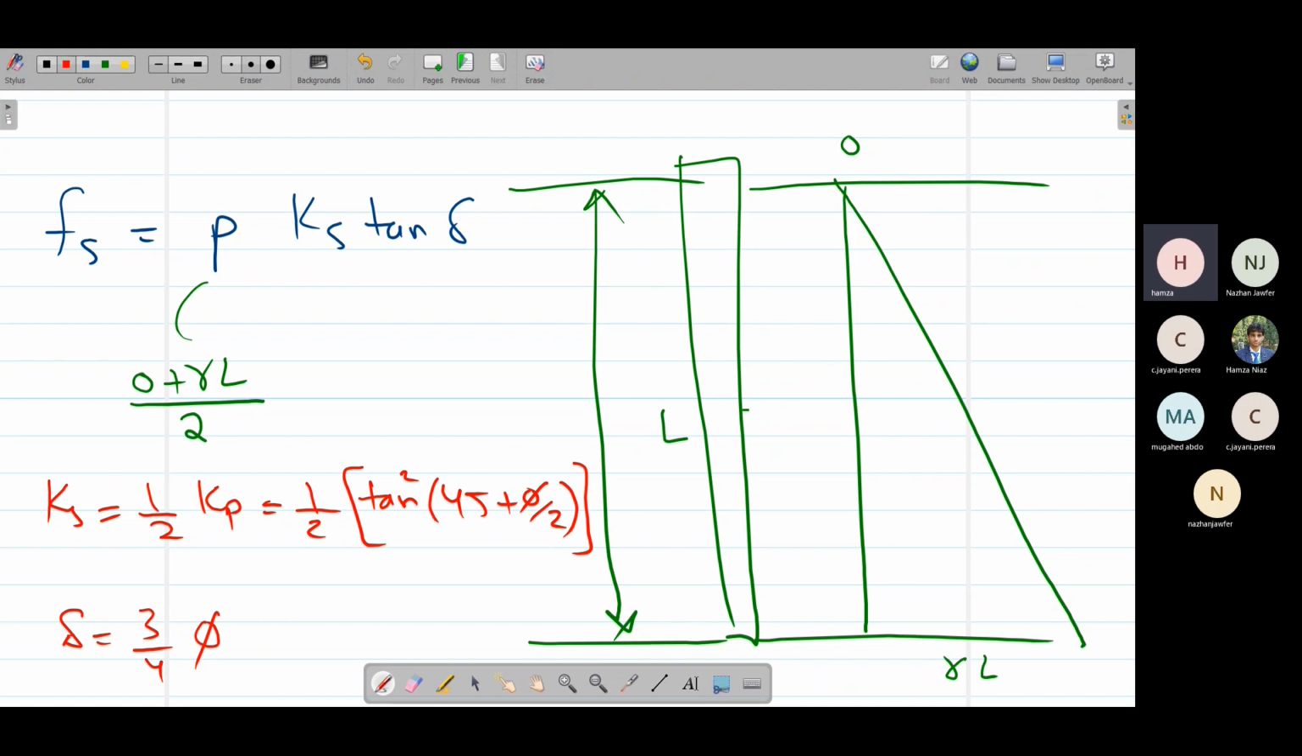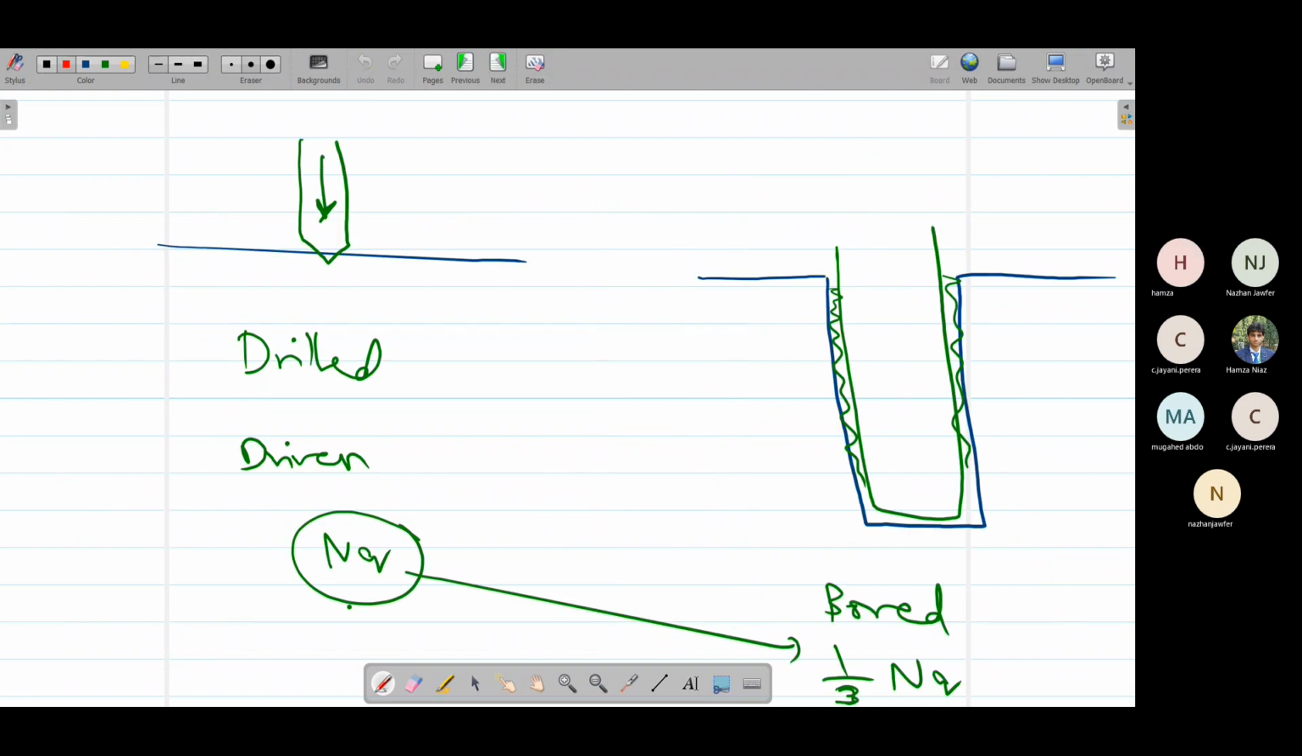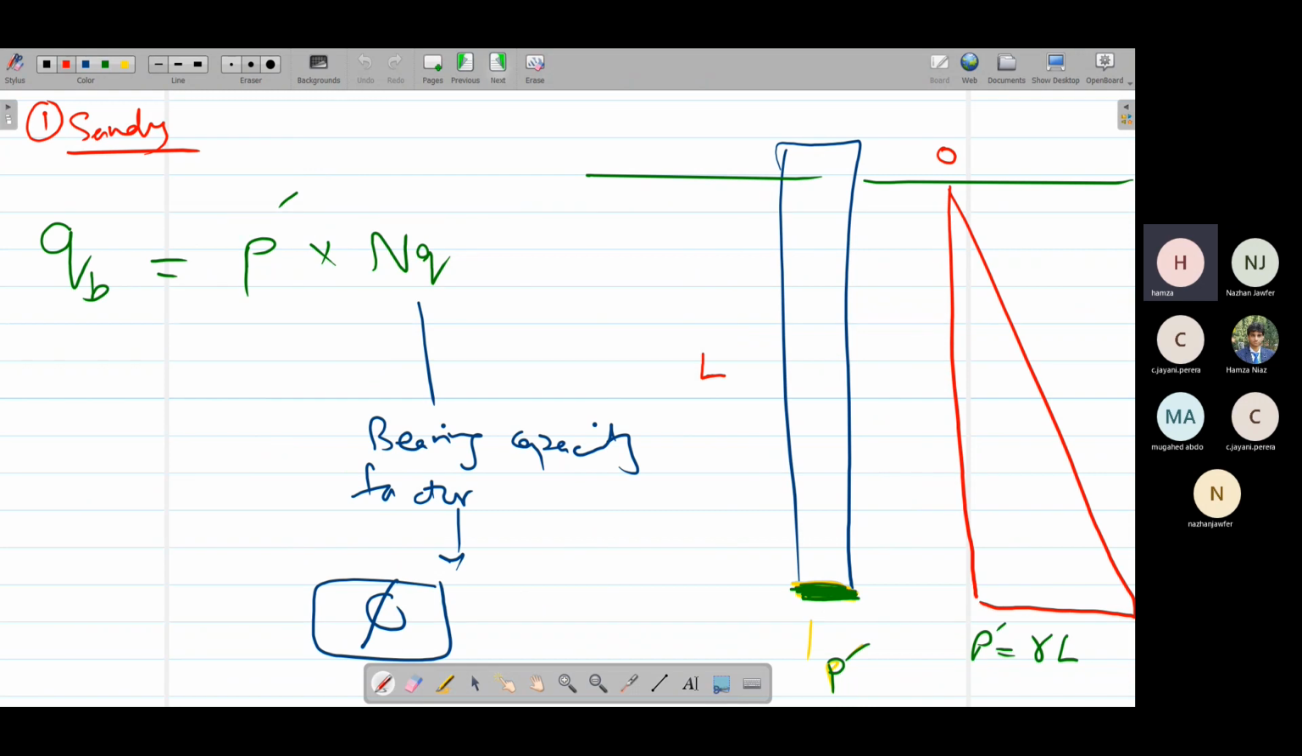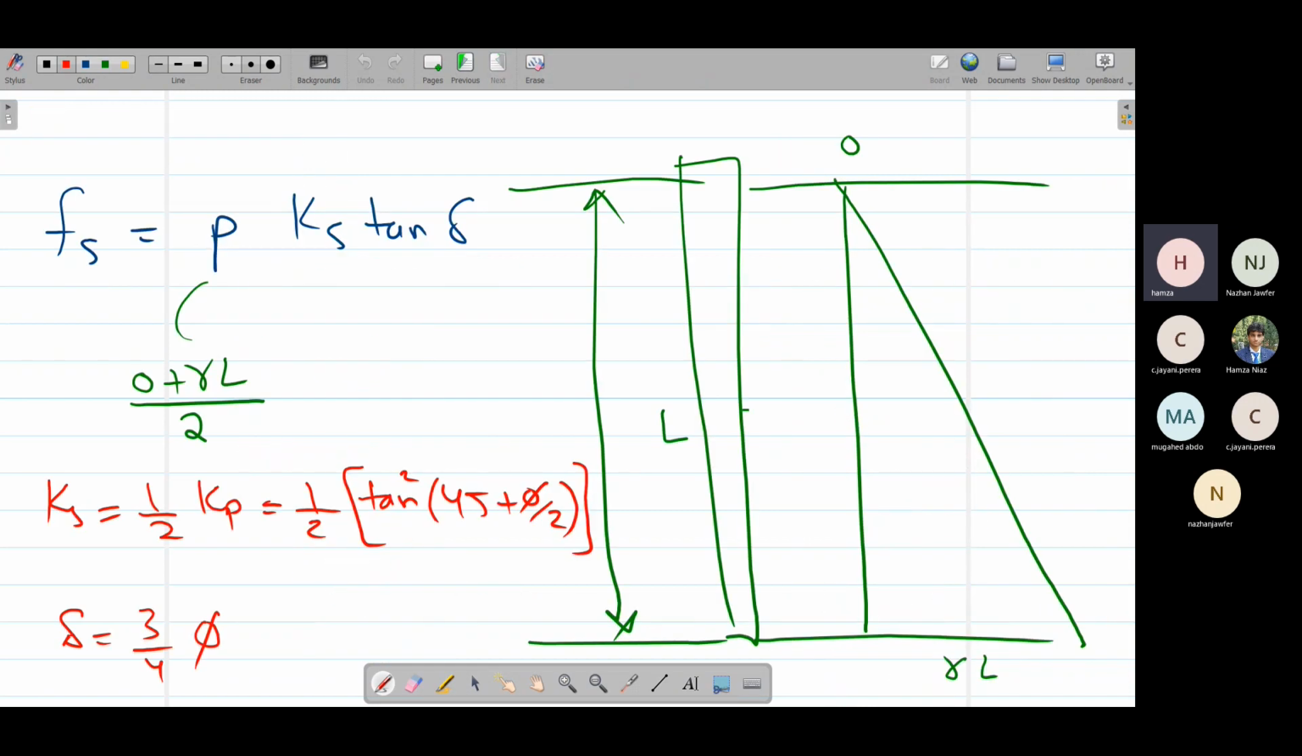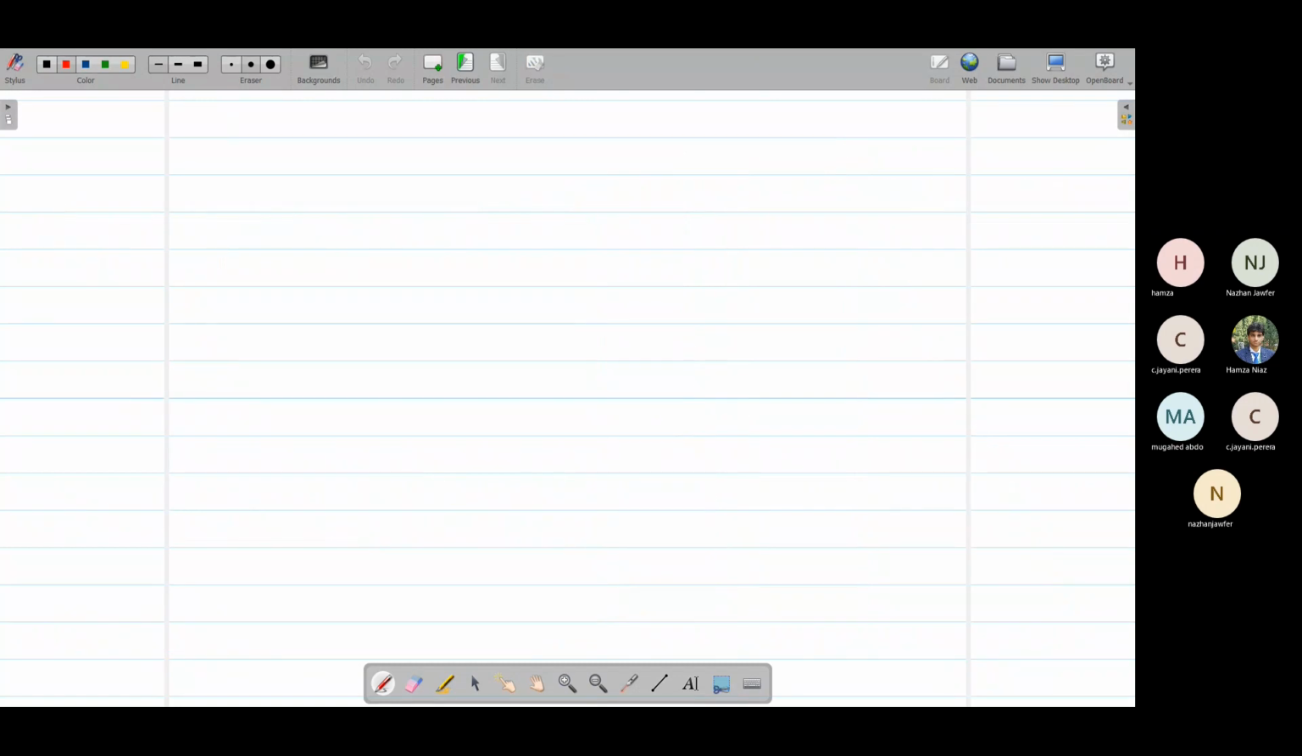Any issue in this? Base resistance for sandy soils. This is the shaft resistance for sandy soils. No issue.